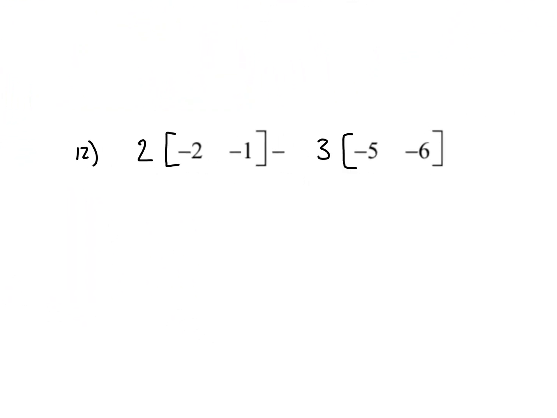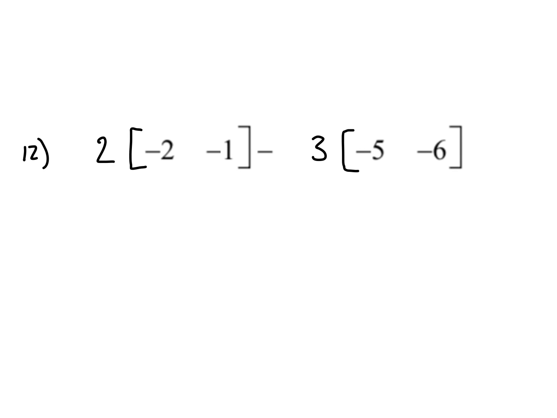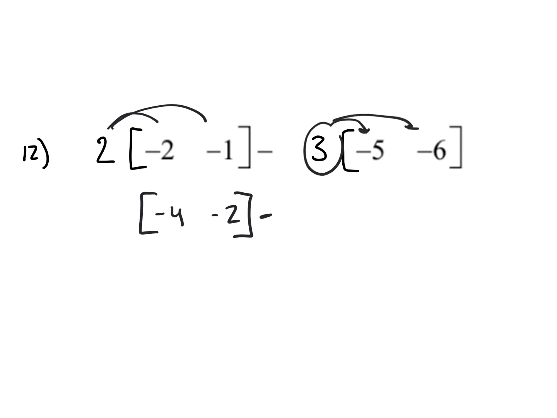All right, and lastly, number 12. What do I have to do first? Multiply. So distribute that to everything. So my new matrix here, what's 2 times negative 2? Negative 4. And 2 times negative 1? Negative 2. And then for the next one, it's going to stay minus if we multiply the positive 3. So just the 3 is getting multiplied to everything.